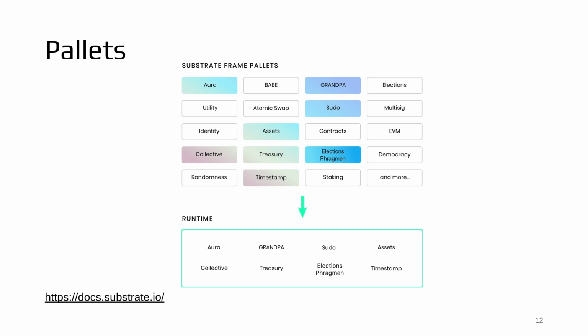The assets pallet provides assets, obviously, and so on. There are a bunch of different pallets that you can use. There's a contracts pallet if you want to deploy smart contracts onto your node. A lot of pallets that you can play around with. And you can also implement your own custom pallet, which we will be doing in the demo.